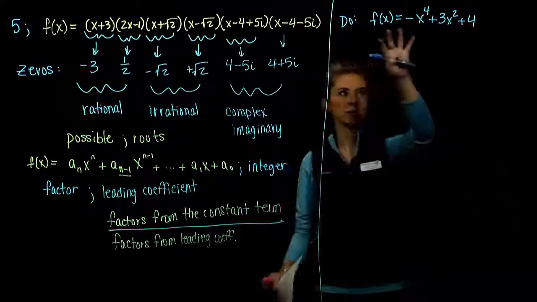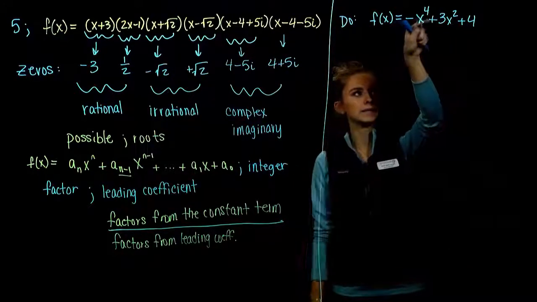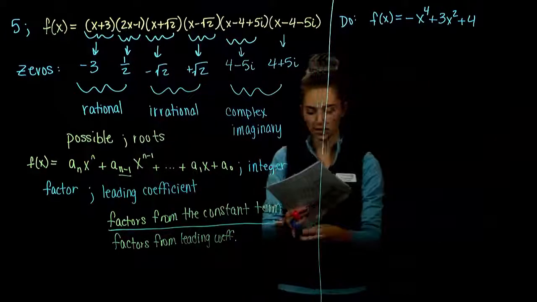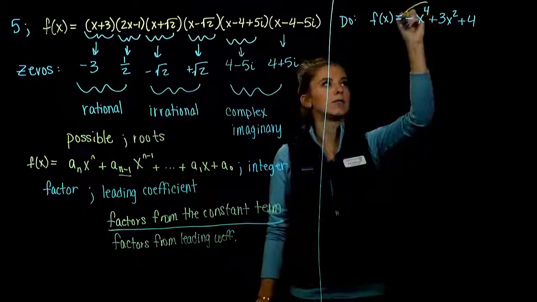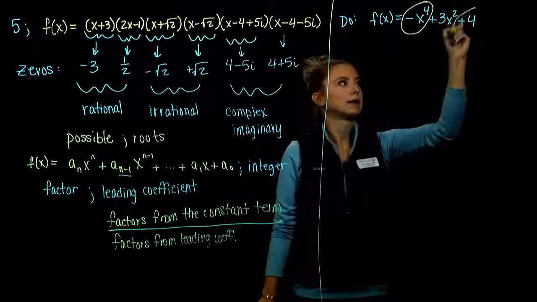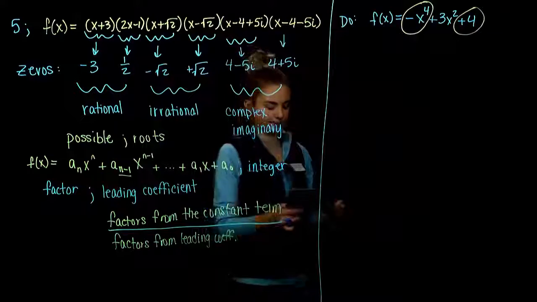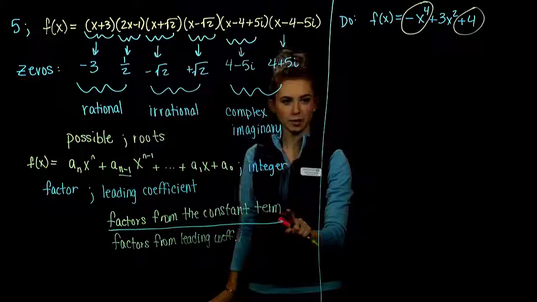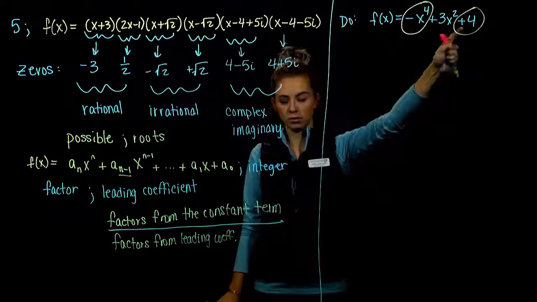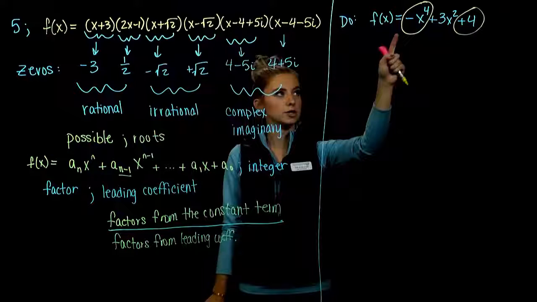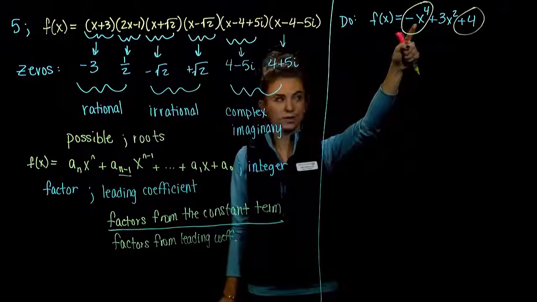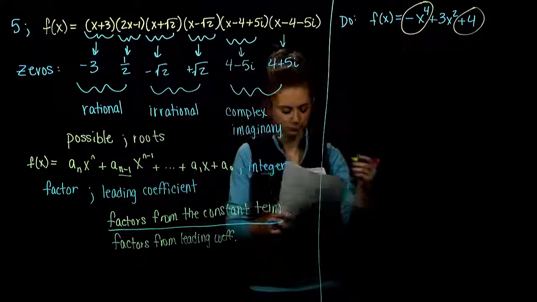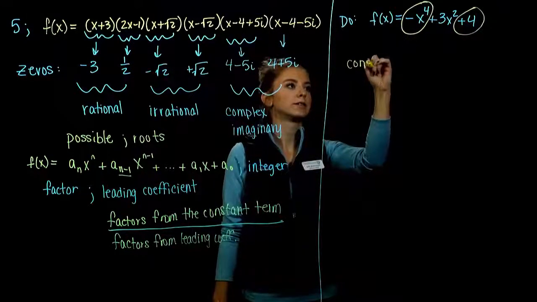So we have this polynomial. Degree 4 is the highest, and it's in that descending order. So we pass that first check. All right, and we care about what? The leading coefficient, the first term, and the last one, the thing on the end. So to find all those possible rational zeros, what do we need? All the factors from the constant term, 4, and all of the factors from the leading coefficient, negative 1. So we just care about the numbers on the front of our leading term and the number on the back. So what are the factors of the constant?